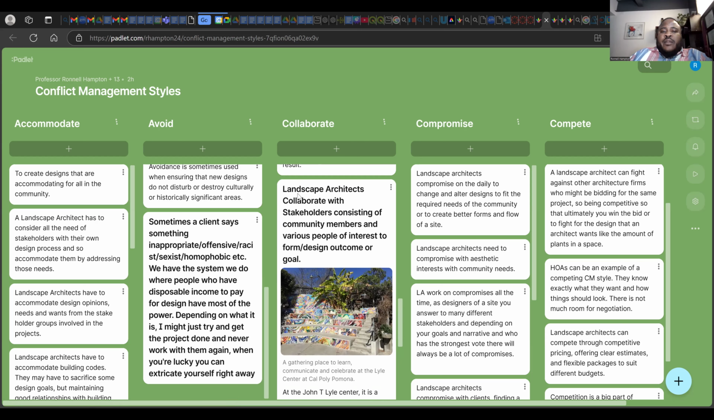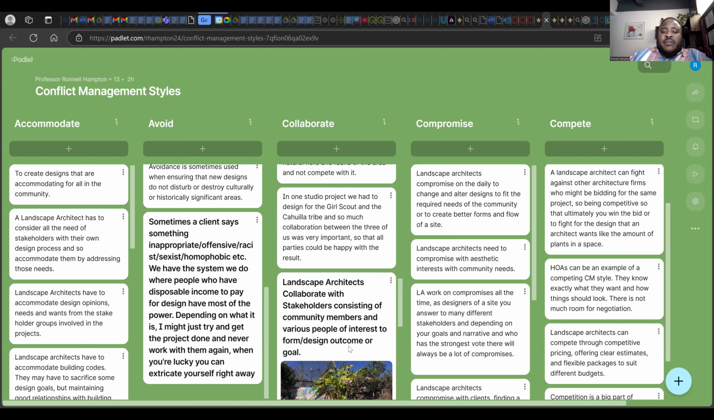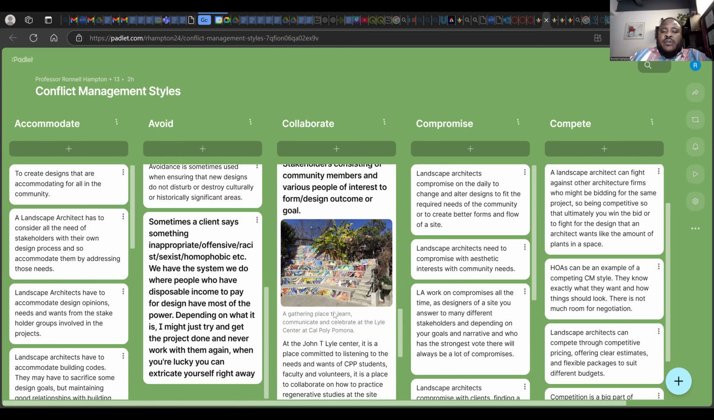I'm gonna go ahead and read this one here. Shout out to whoever added a photo. Landscape architects collaborate with stakeholders consisting of community members and various people of interest to form design outcomes or goals. So that requires a lot of collaboration.